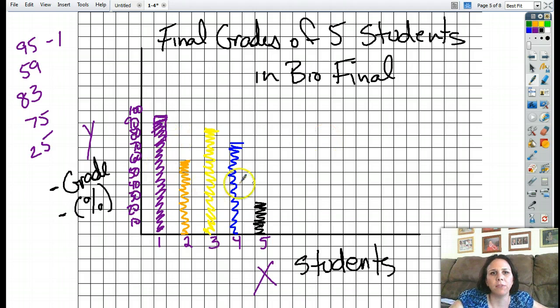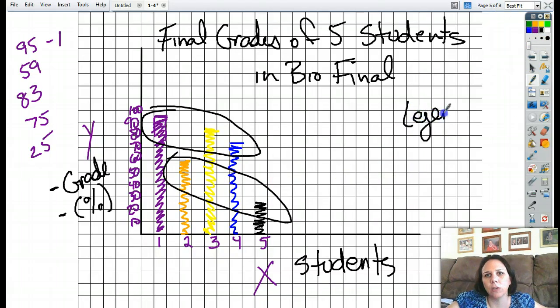I've got my 5 different students. I can see how they did. So we can see these 3 students here did well. These 2 students not so well. And there you go. You got a bar graph. Fairly simple. Another thing I could do, I can add a legend over here on the side and color code it. Student number 1, student number 2, color code it. I could put a legend over there if I'd like.